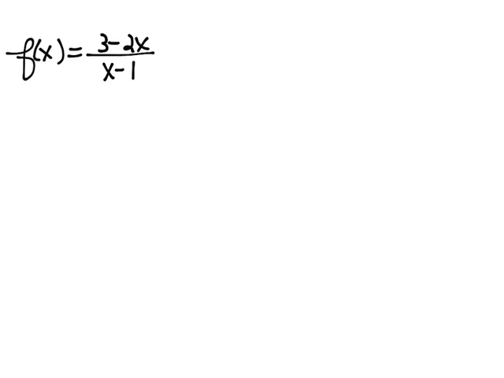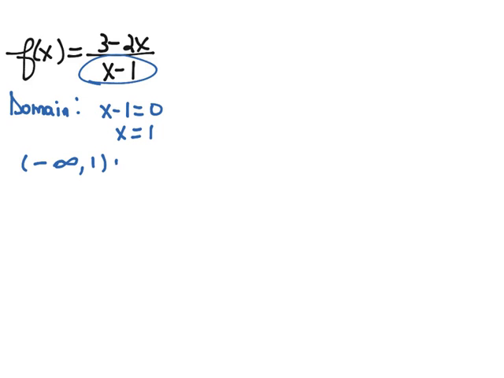First of all, if we want to find the domain, we're going to take our denominator and set it equal to 0. And that gives us that x is equal to 1. So our domain is all real numbers except 1. And we can write that in interval notation as negative infinity to 1 union 1 to infinity.